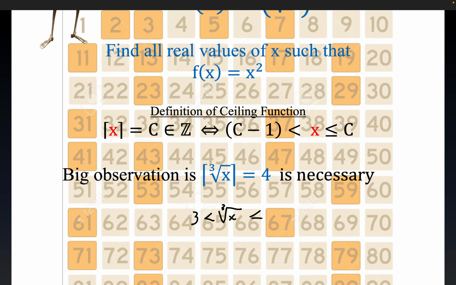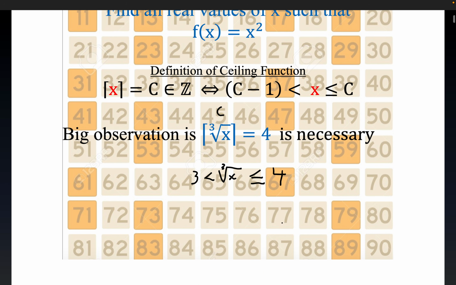See, if you just take a look at this definition of the ceiling, this is precisely what it says, except we're letting this part just be C right here. Or this part would be C, but you can see where the 3 and the 4 comes from, right? So the cube root of x would have to be bound between 3 exclusive and 4 inclusive, right?